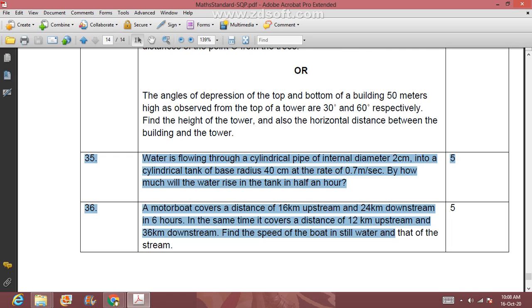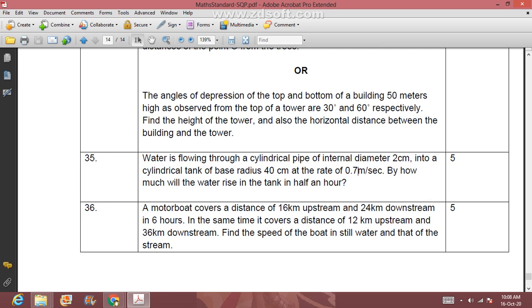And these are the 5 marks questions, but earlier it was a 4 marks question. Now these are 5 marks questions, and the questions look like 4 mark questions only, like the motorboat. See, this question is from the textbook only. A motorboat covers a distance of 16 kilometer upstream, 24 kilometer downstream. Some numbers are changed here, but the question is the same. Earlier it was coming for 4 marks, now it is coming for 5 marks. So 5 marks questions are very similar to the 4 mark questions, so don't worry about it. You only have to focus on the case studies.